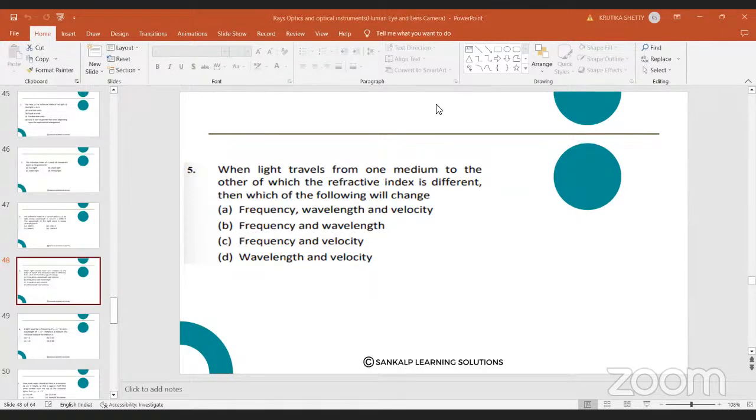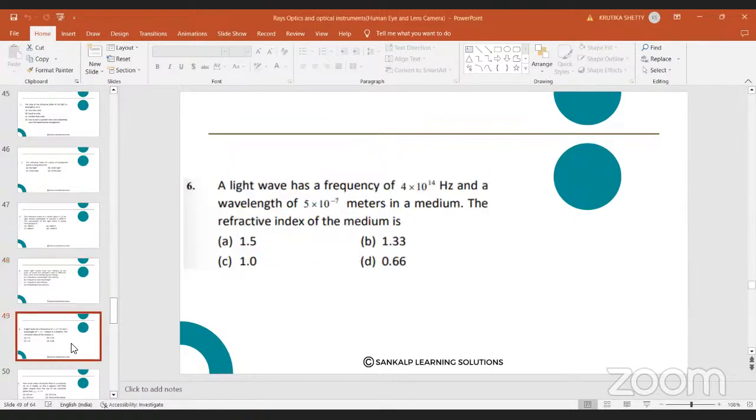Very good. Chandru, Abhishek, Chandana, Lakshmi. So Damini, yes, everyone right. That is option D, Vidya. That is wavelength and velocity. Here the wavelength and velocity both will change when the refraction phenomena is taking place.